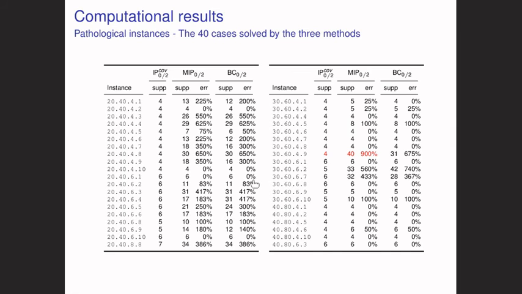So we can see here. I don't have much time. I need to wrap up the results. But here we can see all the cases in our tests which were solved by the three methods. So I mean all the cases in which the three methods ended within the given time. So it's not a timeout situation. And we can see here that our approach finds the optimal support, which is given by this column.